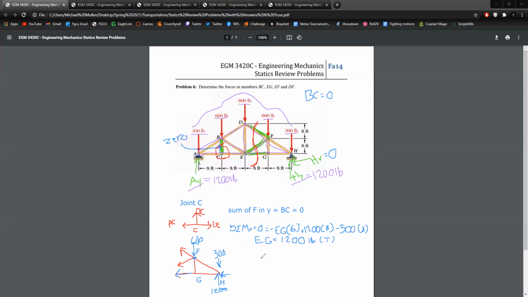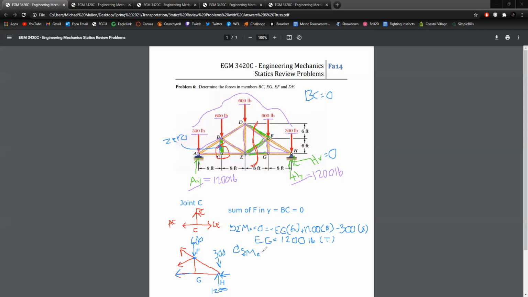So then we could do either moment at E to find DF, or we could sum the forces in the X and Y direction at the same time and do a system of equations to solve this. So I will go ahead and show that we can do moment at E as well. So let's say clockwise positive moment about E.